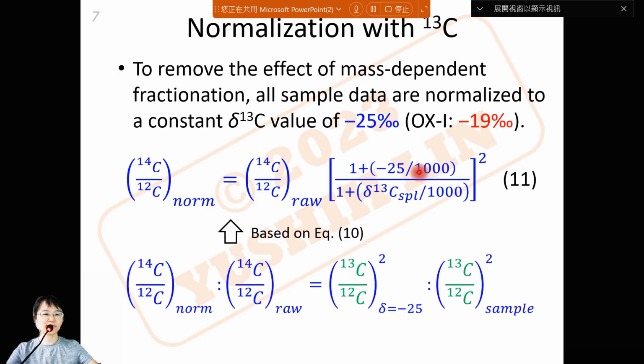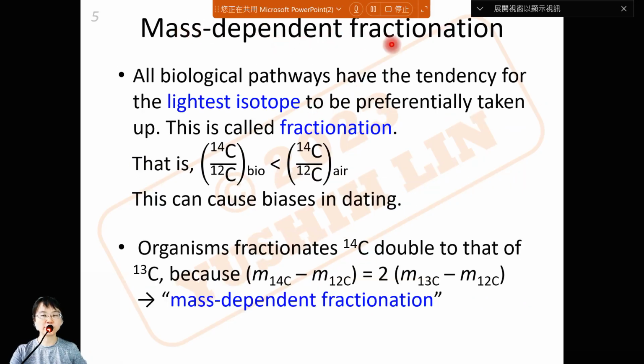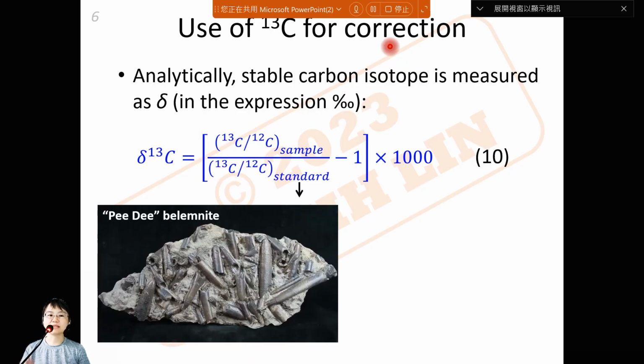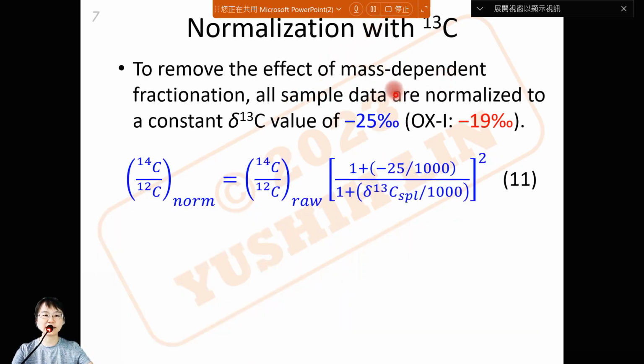Normalization, a lot of mathematics. This is for students very interested in C14. You only need to know that when scientists want to correct for mass-dependent fractionation, first they measure C13, and then they say we need to normalize everything to the C13 value of minus 25 per mil. You may ask me why. There's no why. It's an artificial definition. Some samples may have minus 20, some samples may have minus 30. We say let's all normalize to minus 25.